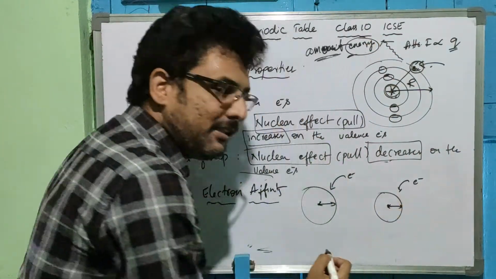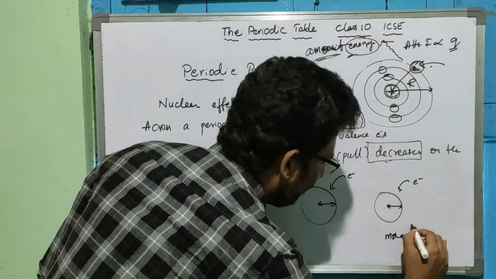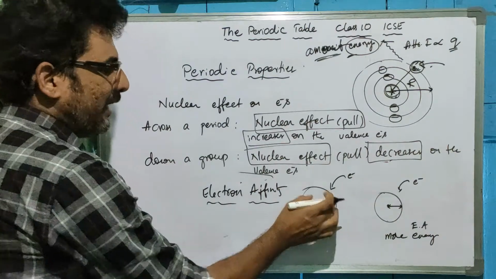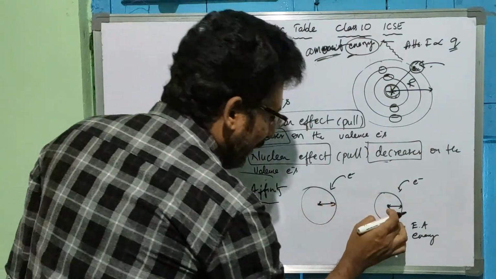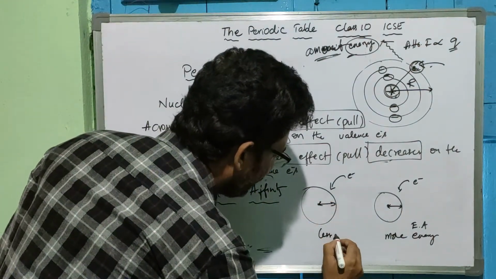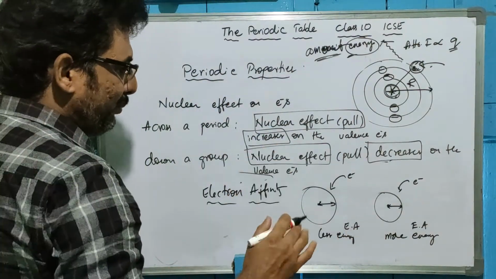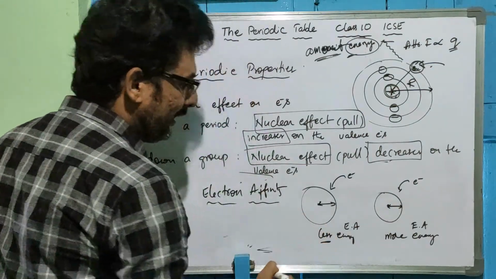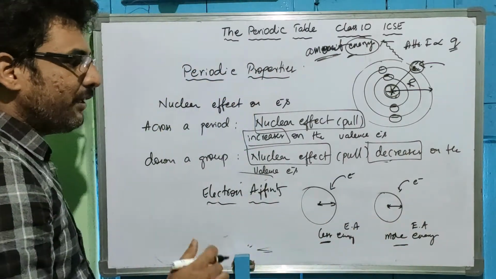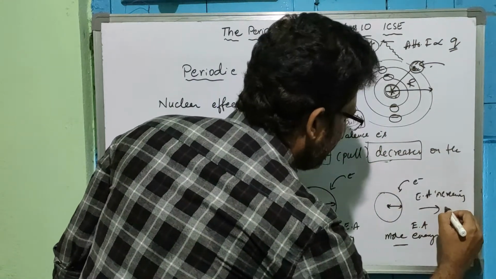So it can easily take electrons and gives more energy, which means it will give you more electron affinity. Whereas this one has a larger atomic size, so it less readily takes the electron and will give you less energy, that is less electron affinity. So if you move from left to right, the electron affinity will be increasing, from less to more. Electron affinity increases across a period.